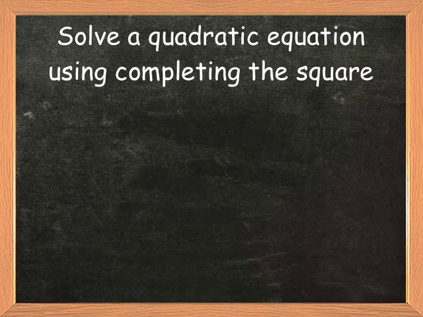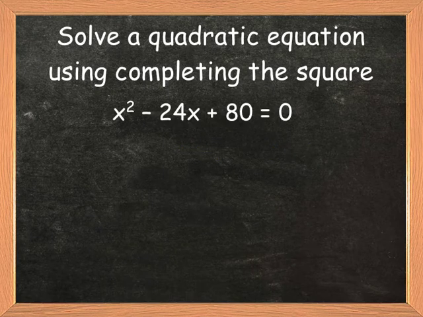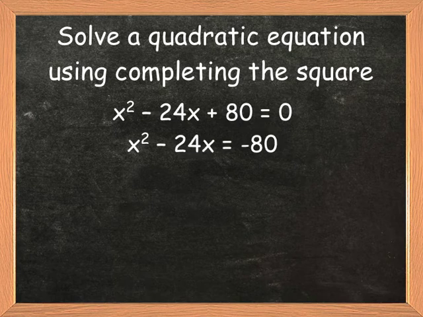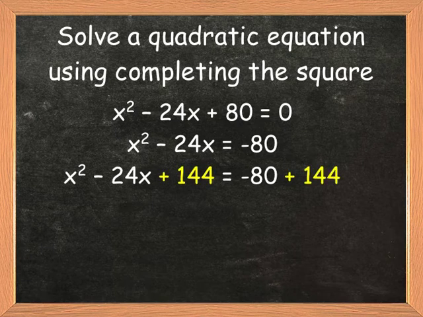Let's try one more. This one is not as simple because there is a constant term other than 0. Let's subtract 80 from both sides. Now to complete the square, remember we're going to take half of -24. That's -12. Squared equals positive 144. Simplify the right-hand side, you get 64. And factor that perfect square trinomial on the left.